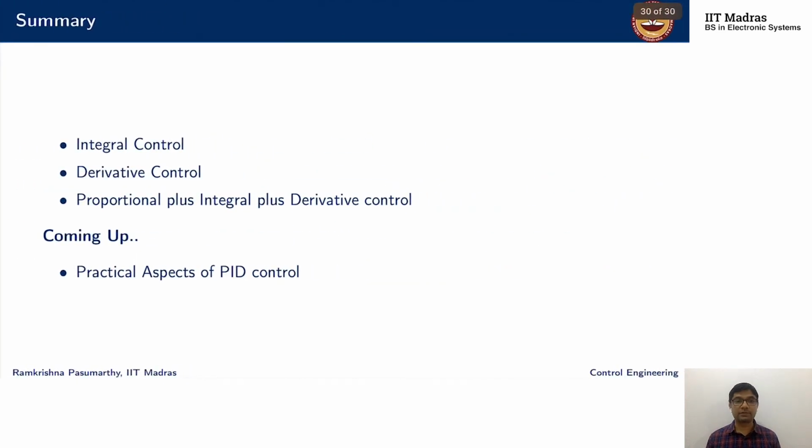So to conclude, we have seen the basics of integral control, derivative control, and also P plus I, P plus D, and overall P plus I plus D, of how each of them has their own contribution in system performance. The derivative control looks at the transient specifications. Integral control looks at the steady state specifications. Proportional control has its own role in speeding up the response and so on. In the next lecture, we will see a few practical aspects of PID control. Thank you.